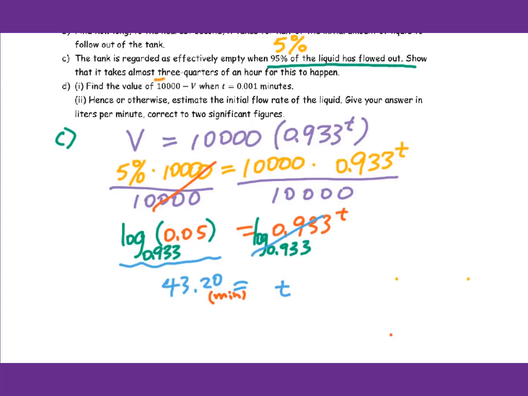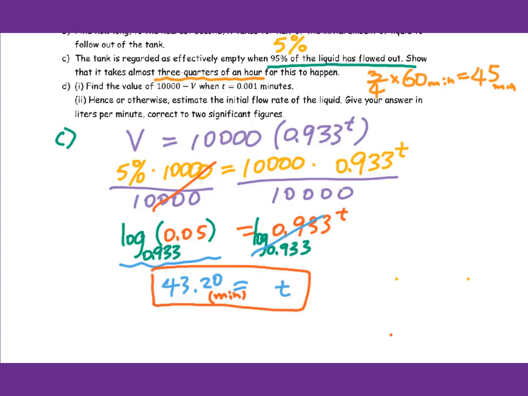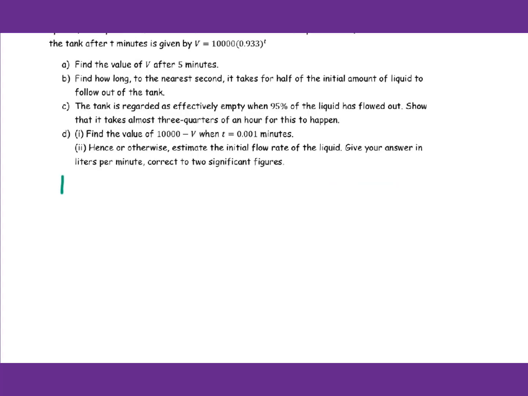As we know, 3/4 of an hour means 3/4 times 60 minutes. That means 45 minutes. In other words, we figured out t equals 43.20 minutes. We proved that it takes almost 3/4 of an hour for this to happen. Now let's go to this D.